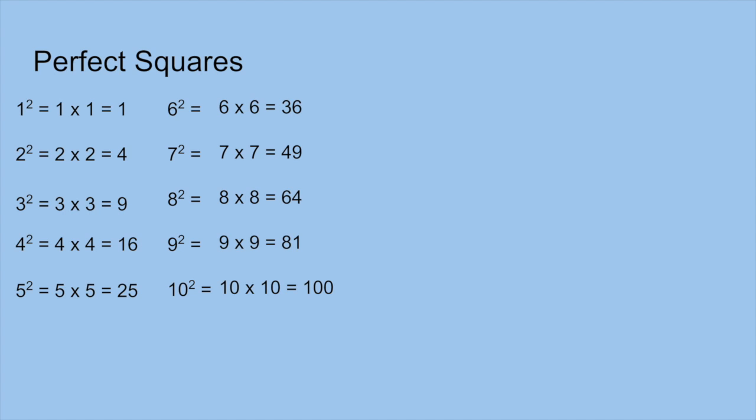You should get 6 times 6 equals 36. 7 squared equals 7 times 7 equals 49. 8 squared equals 8 times 8 equals 64. 9 squared equals 9 times 9 equals 81. And 10 squared equals 10 times 10 equals 100. Make sure that you're writing that second step in there so that you can remember you're squaring the number by itself, or multiplying the number by itself.